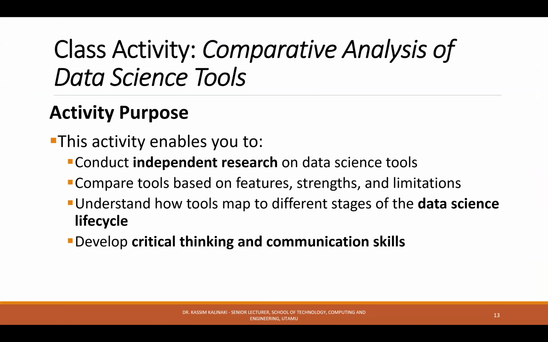This will allow you to conduct independent research on data science tools that are out there. Of course, I've given some of them in this class, which I'm going to share once the class has finished. You'll do a comparison of tools based on the features, strengths, and limitations, because in this course, we are going to use some of these tools. So you're going to have to understand how these tools map different stages of the data science life cycle, and it will allow you to develop critical thinking and communication skills as we move forward.